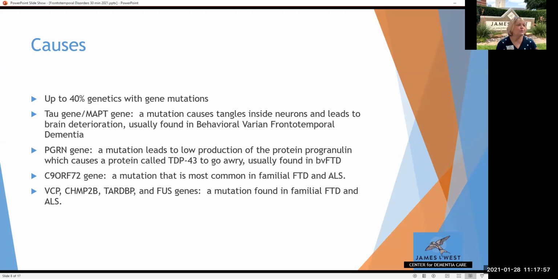But one of the most common ones we see, and you may be familiar with the word tau, because the tau protein comes into play with Alzheimer's disease. With these frontotemporal disorders, the mutation causes tangles inside. We all have this tau protein, but what happens is it leads to brain deterioration, and it's usually found in bvFTD, the behavioral variant frontotemporal dementias. This is where we normally see the mutations with that tau gene. Then there's the PGRN gene, a mutation which leads to a low production of a protein.